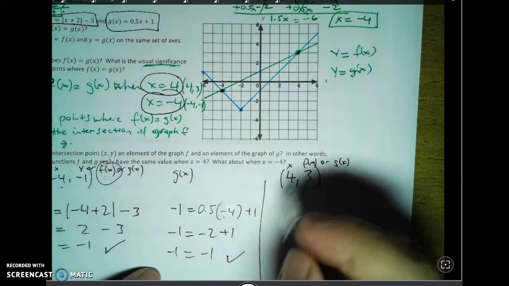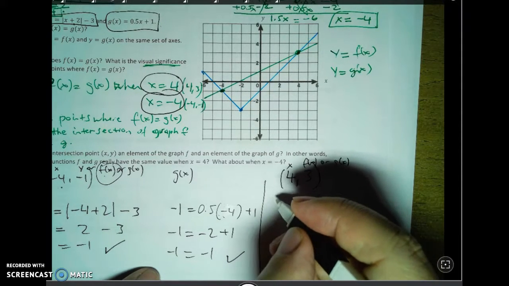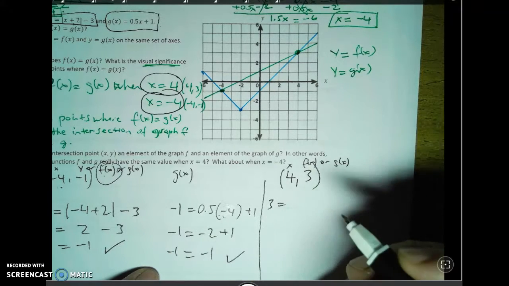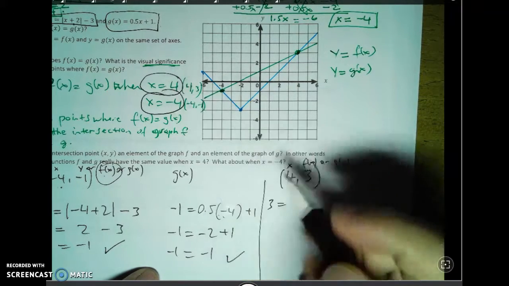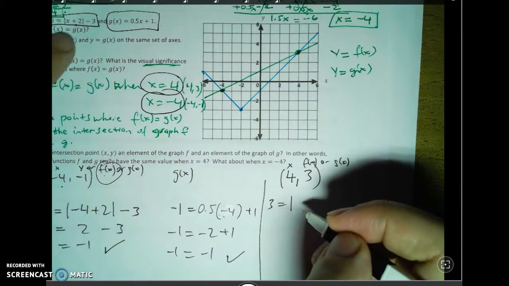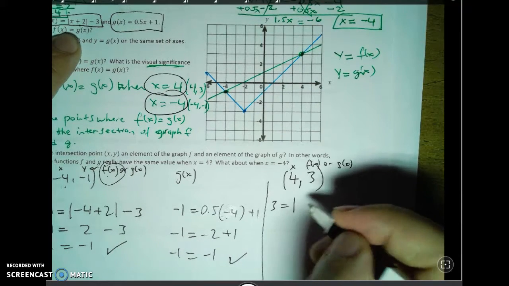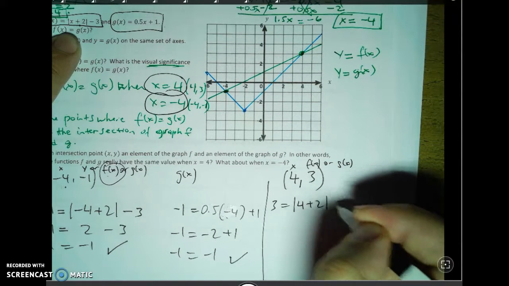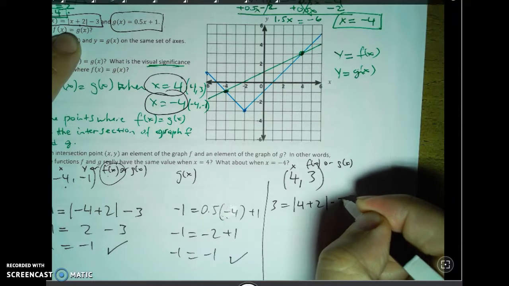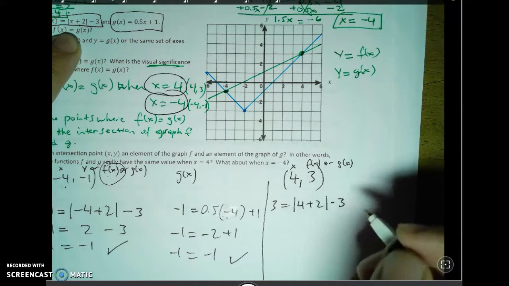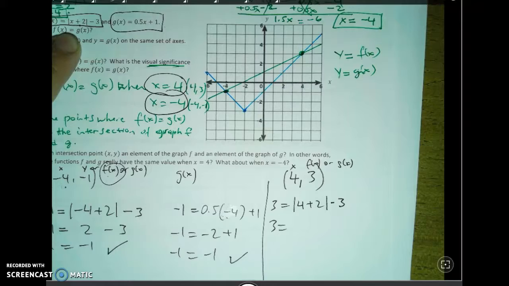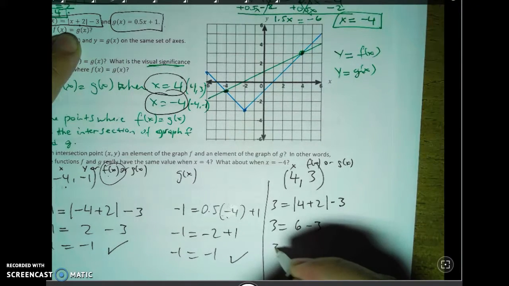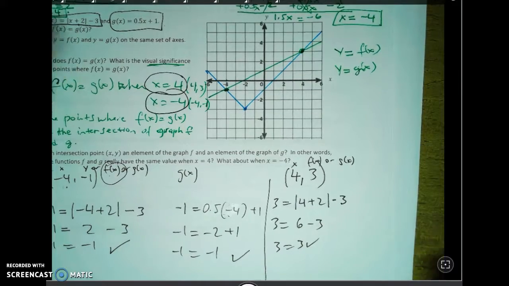In the first case, for f of x, I use 3 equals the absolute value of, instead of using the x here, I'm using 4, plus 2, and then minus 3. So I end up with 3 equals 4 plus 2 is 6, minus 3. 3 equals 3. So it checks again.